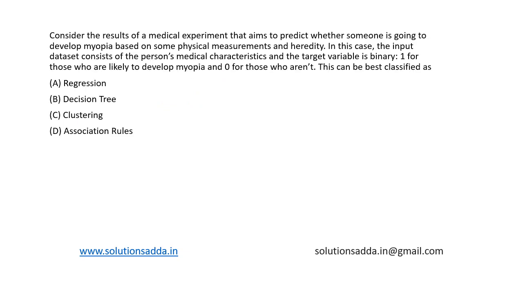This is a question from machine learning. Consider the results of a medical experiment that aims to predict whether someone is going to develop myopia based on some physical measurements and hereditary. In this case, the input dataset consists of the person's medical characteristics and target variable is binary. That is 1 for those who are likely to develop myopia and 0 for those who aren't. This can be best classified as. From the question, we can say that this is a classification task. Essentially, binary classification.